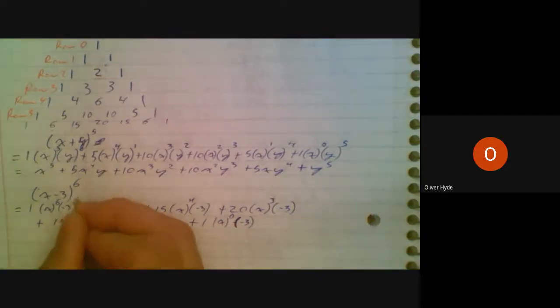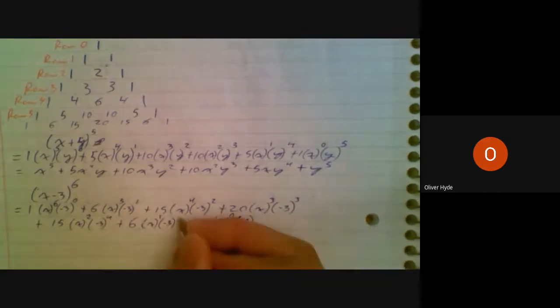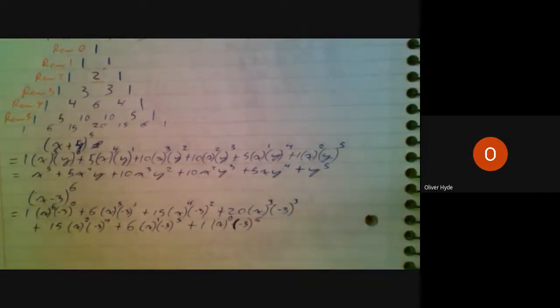Next thing I'm going to do is I'm going to do 6, 5, 4, 3, 2, 1, 0, and make sure that I end at 0. And do 0, 1, 2, 3, 4, 5, 6. Make sure that you start at 6, end at 0, start at 0, and end at 6.